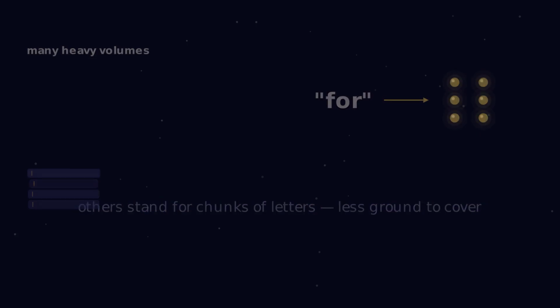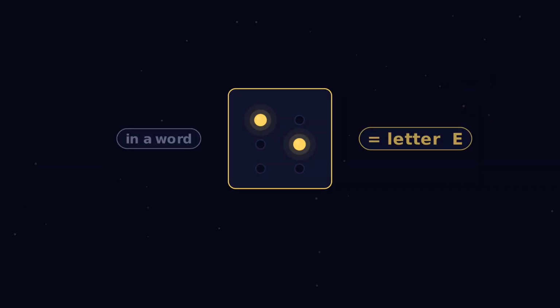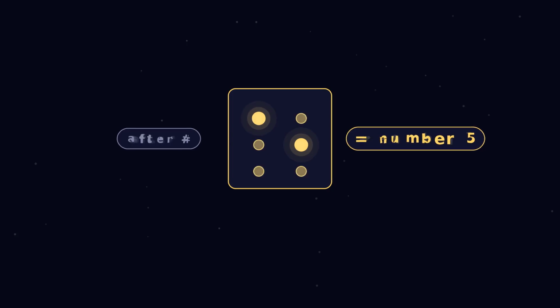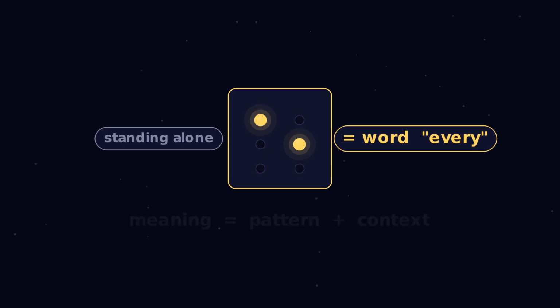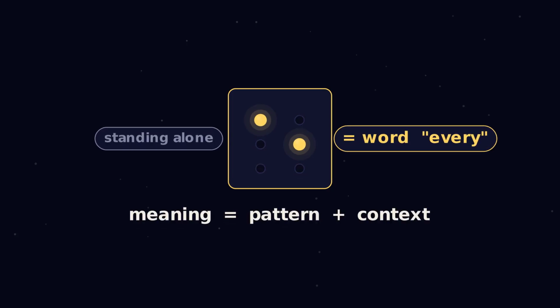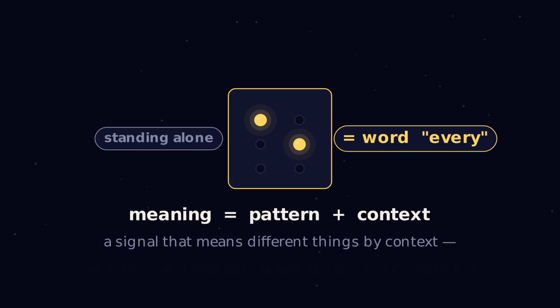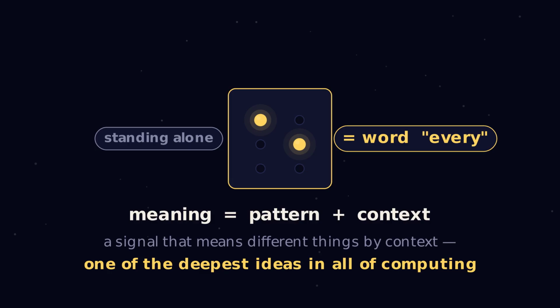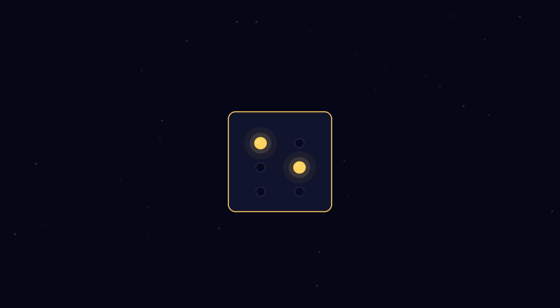And think about what that actually means. The same 6 dots might be a letter, or a number, or an entire word. And which one it is depends on what came just before. The code has a memory now. The meaning isn't only in the pattern, it's in the context. And that idea, that a signal can mean different things depending on what surrounds it, is one of the deepest ideas in all of computing. And here it already is, in a little field of bumps that you could read in the dark.